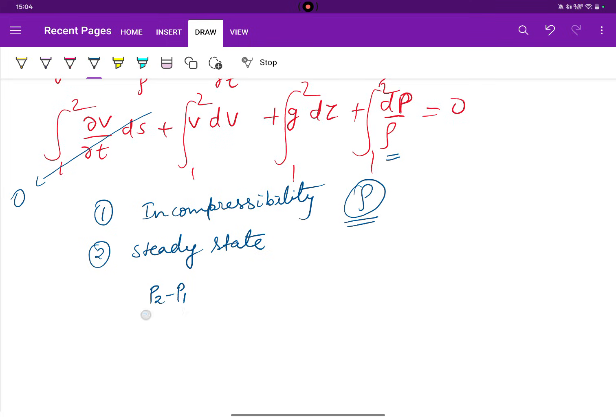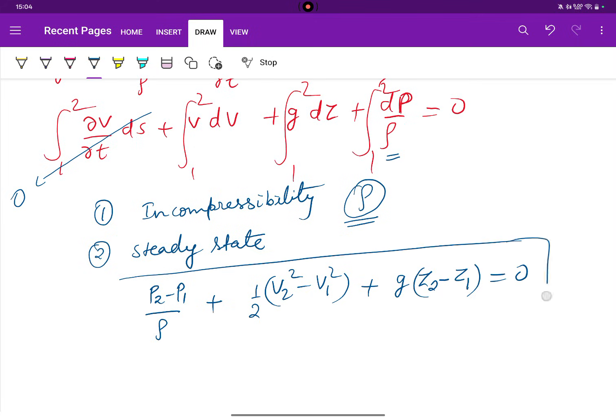So what you will have is (p2 minus p1) by rho plus half (v2 square minus v1 square) plus g (z2 minus z1) is equal to 0. So this is the Bernoulli equation that I was talking about. Now let's consider the conditions under which Bernoulli's equation is applied.